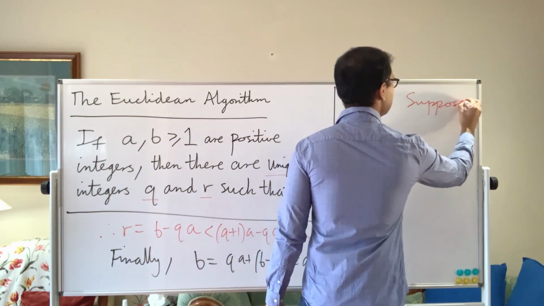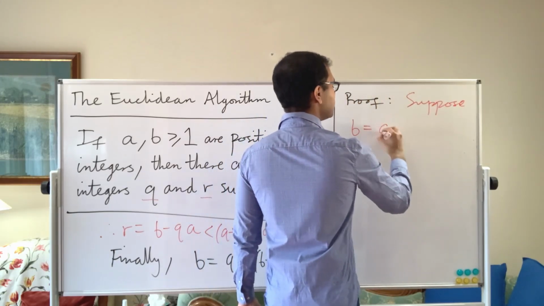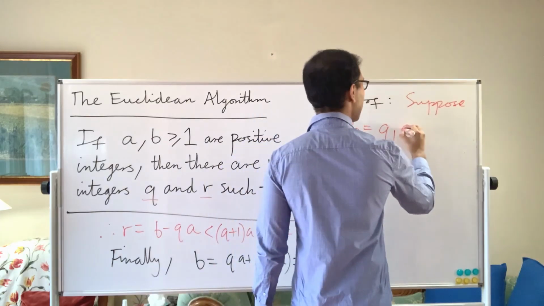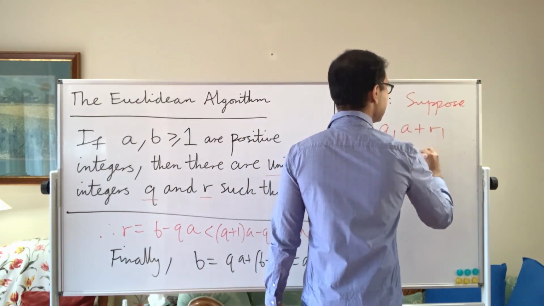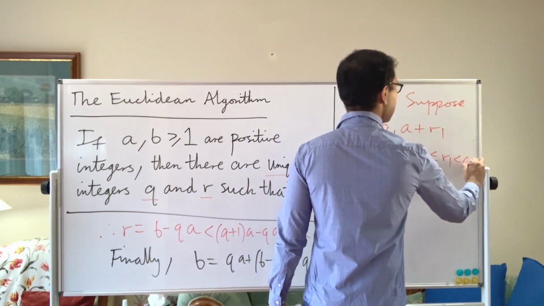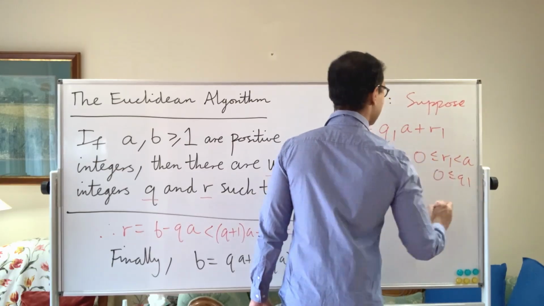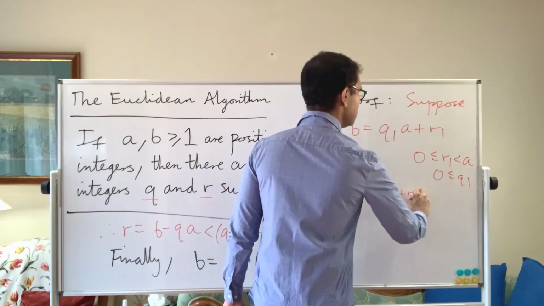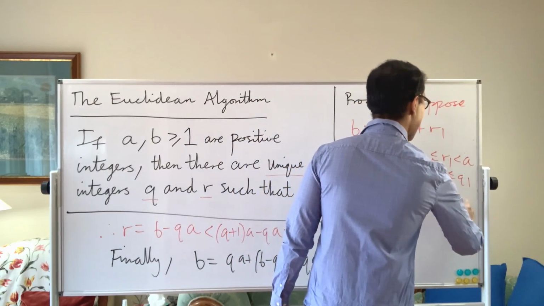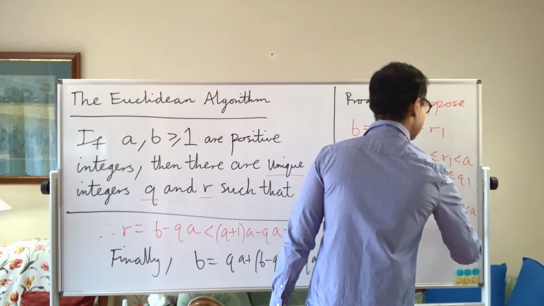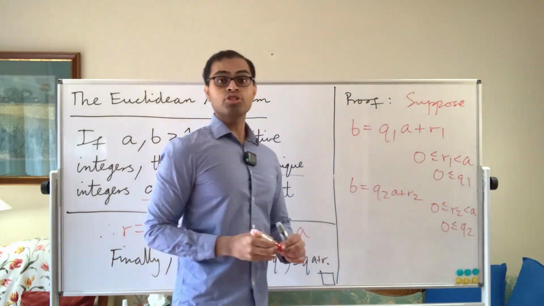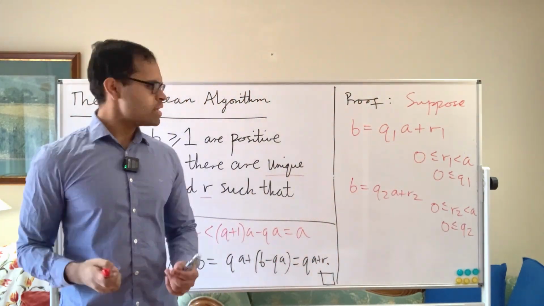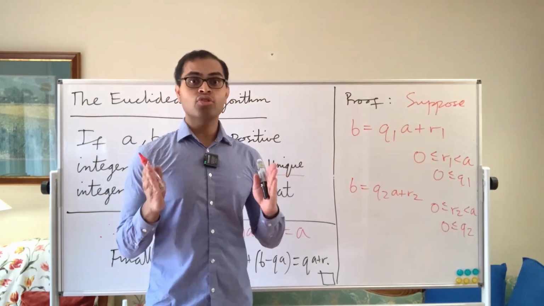Suppose that B is equal to Q1 A plus R1, where 0 is less than or equal to R1, which is less than A, and 0 is less than or equal to Q1. I'm going to have two different choices of Q and R. And also suppose B is equal to Q2 A plus R2, where again 0 is less than or equal to R2, which is less than A, and 0 is less than or equal to Q2. So there are two possible ways of dividing with the Euclidean algorithm. Now we're going to show they're actually the same.